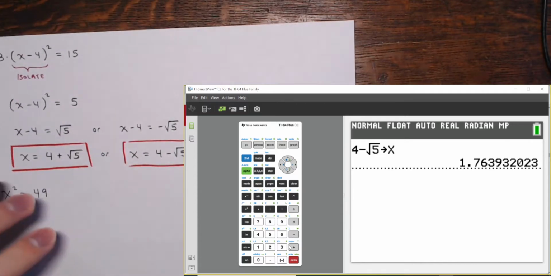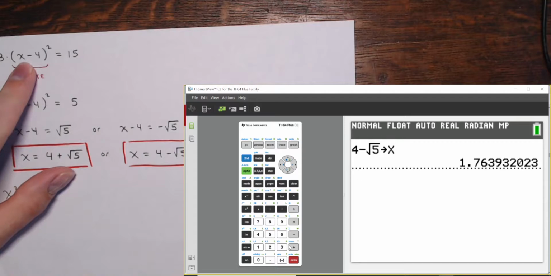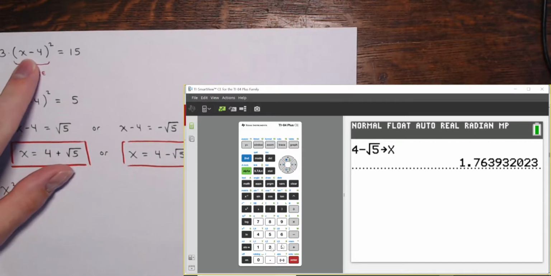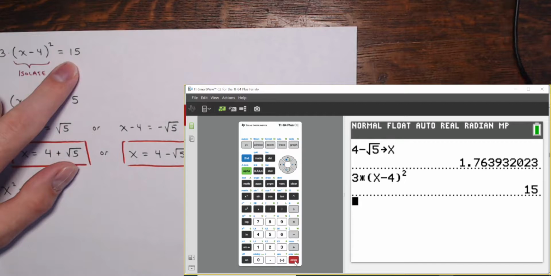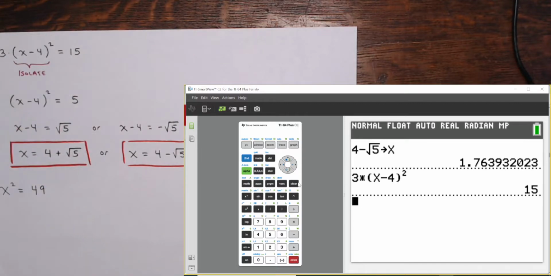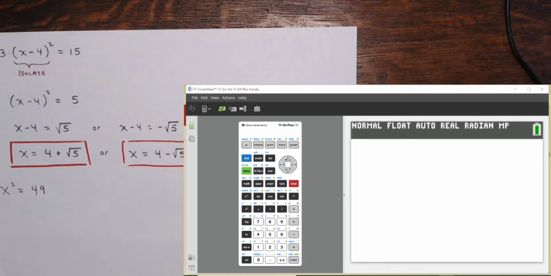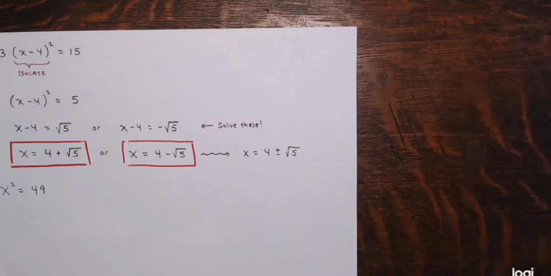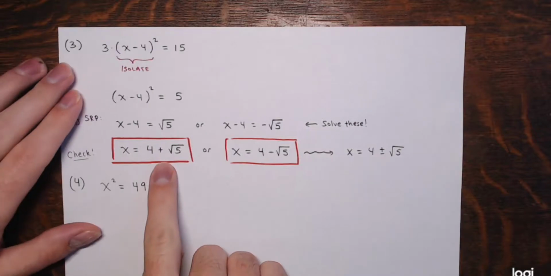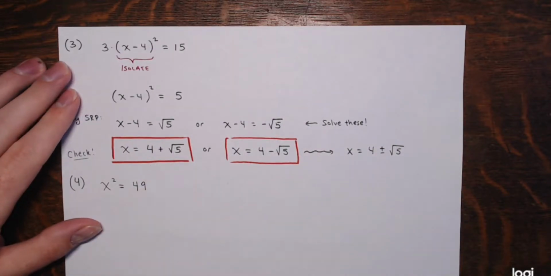Now the left side is the only one with a variable, so that's the only one I need to plug in for. Let's punch in the left side. We have 3 times the quantity x minus 4 squared. And hopefully, because x represents 4 minus the square root of 5 here, I end up with 15. And look at that, you do, right? So that value of x, 4 minus the square root of 5, totally works. And the same thing should happen for what I originally wanted to do, 4 plus the square root of 5, but I leave that to you.